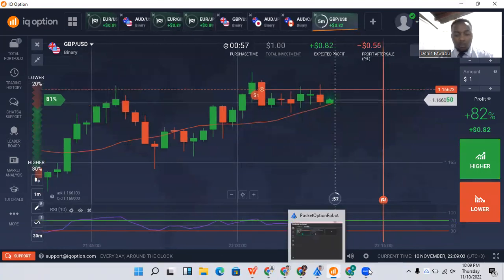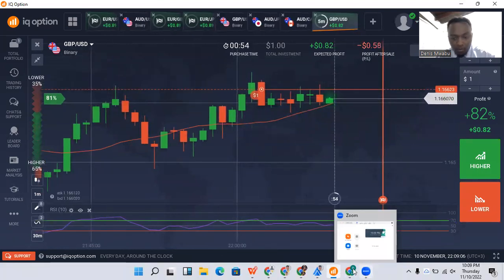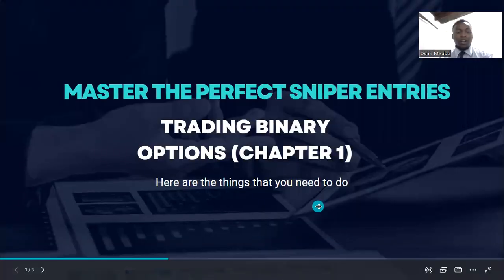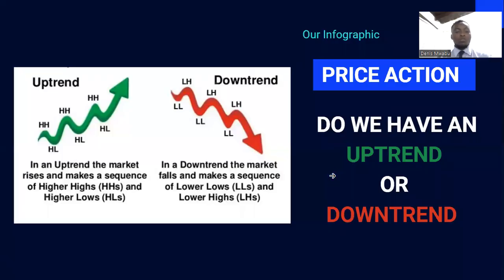So what are some of the things you're supposed to look at when it comes to getting these sniper entries? The first thing you want to do is focus on the trends, and stick with me, because I'm going to be going back to the graph and sharing a practical example of how you can analyze the trends when you're trading binary options. You have two trends that you really want to focus on so that you can get into the market and place your trade.